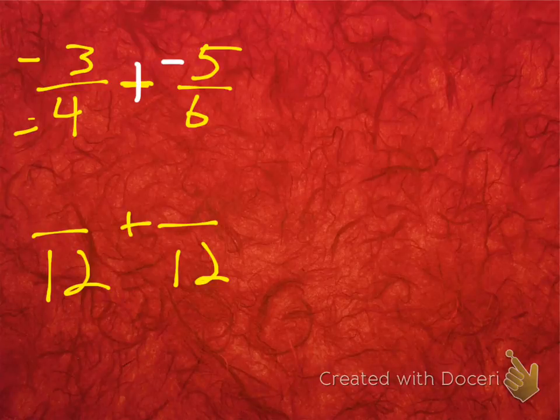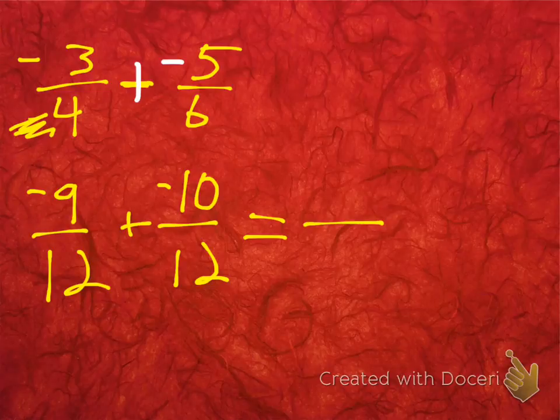Alright, if 4 becomes 12, what does 3 become? 9. And remember, it's a negative. To change 6 to 12, I did times 2. What's negative 5 times 2? 10. Negative 10. Denominator stays the same. Negative 9 plus negative 10. Are my signs the same or different? Same. So what do I do? Add and keep the sign. They both have the same sign. So 9 plus 10 is 19, and we keep it negative.